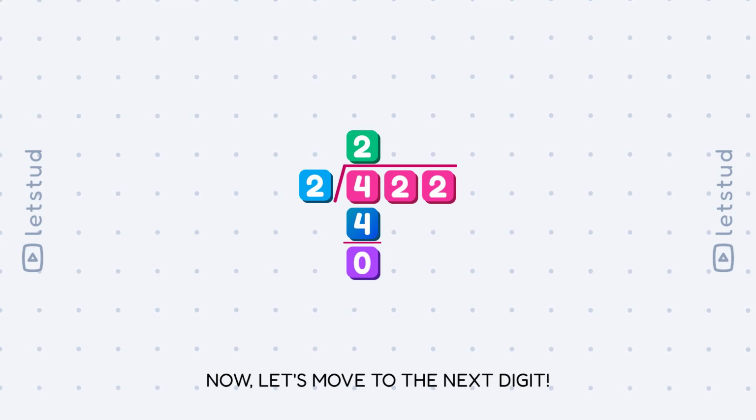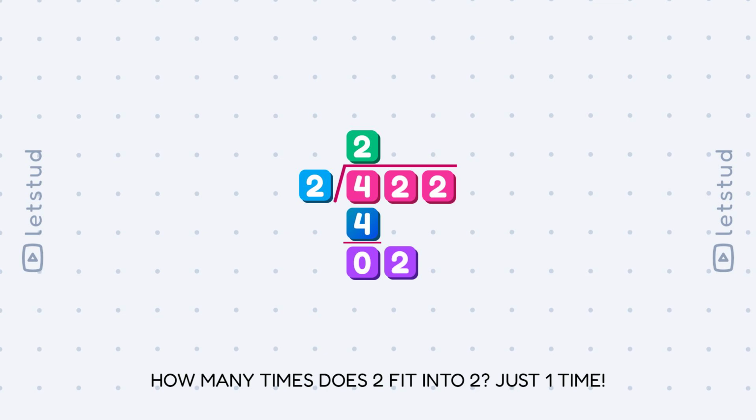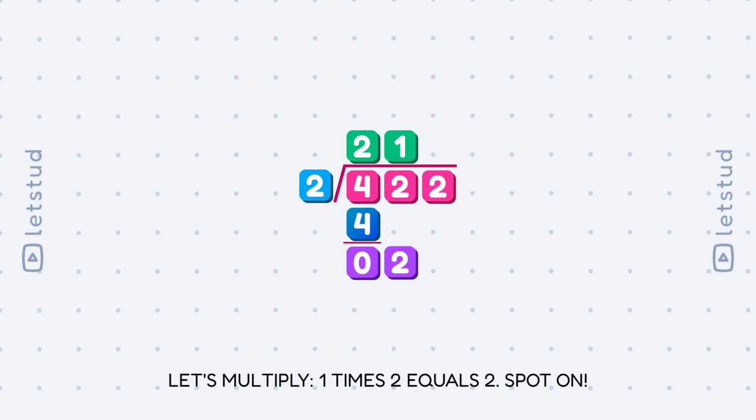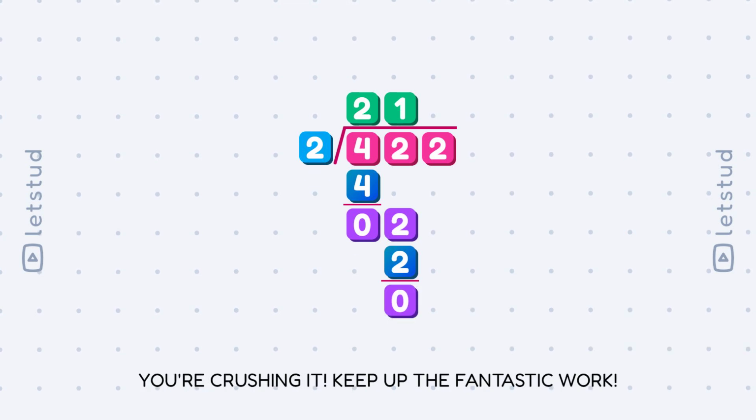Now let's move to the next digit. Ready for the next step, let's keep going. We bring down the next digit, which is 2, now we have 2. How many times does 2 fit into 2? Just 1 time. Let's multiply. 1 times 2 equals 2, spot on. Subtracting 2 from 2 leaves us with 0, so neat. You're crushing it, keep up the fantastic work.